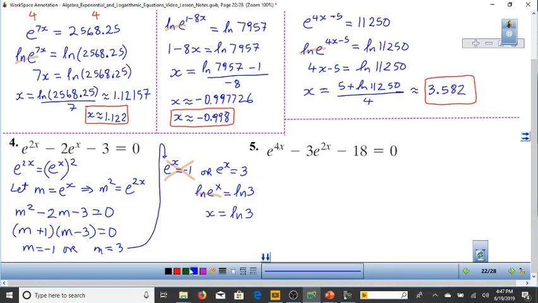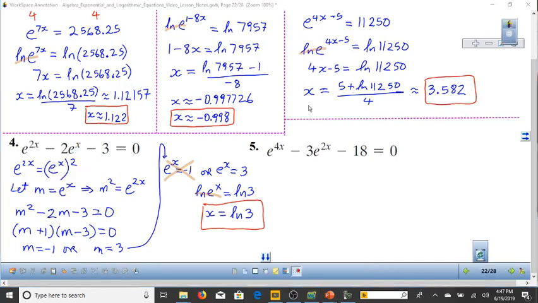And we can check it. e to the 2 times the natural log of 3 would be 9. e to the natural log of 3 is 3. 2 times 3 is 6. So 9 minus 6 is 3. Minus 3 is 0. Or you can just plug it into your calculator to check.